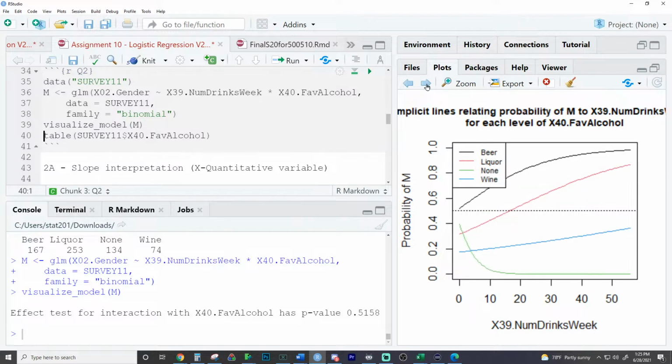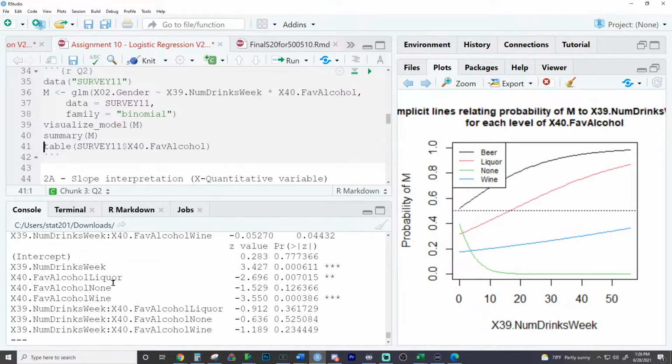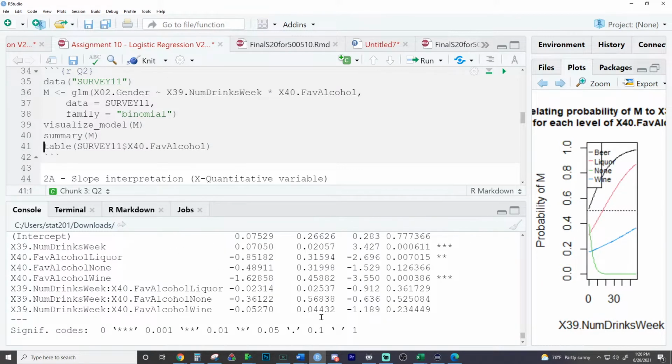And then the way in which number of drinks explains the probability of being male would depend on what alcohol someone drinks. If someone does not have a favorite alcohol, then as they drink more drinks per week, they have a higher probability of being not male, or a lower probability of being male. The strongest relationship right here, and we'd have to look at the summary right here to see this, oh my gosh, so much output. Let me expand. It's just that the variable names are very long. The strongest relationship is with beer. It did look to be the strongest. The black line is the strongest.